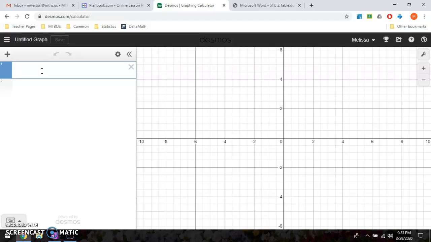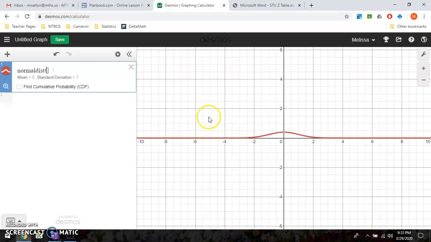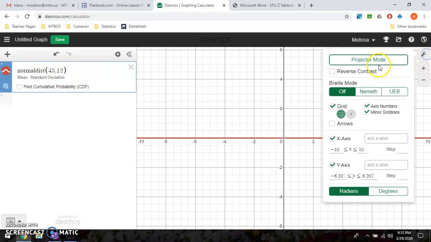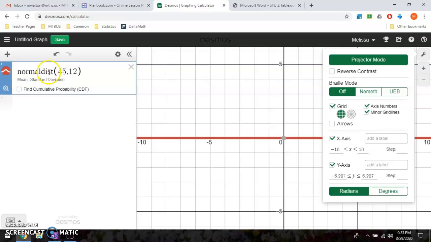You'll have plenty of time to try this for yourself and make sure that you can type this in. What I'm going to go ahead and do is type in that I'm looking at a normal distribution. So if I type in normal dist, I do have to specify what my mean and standard deviation are. My mean was 45. My standard deviation was 12. Don't forget to separate those with a comma. So I have identified that I have a normal distribution.